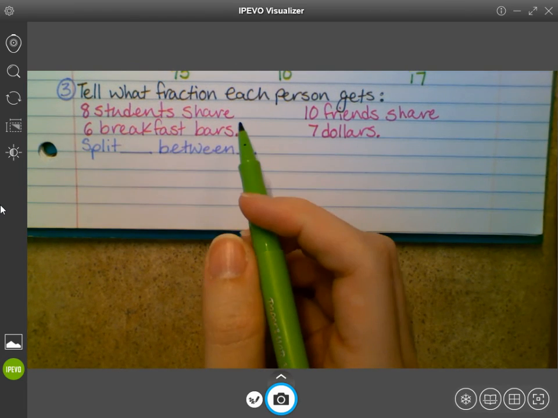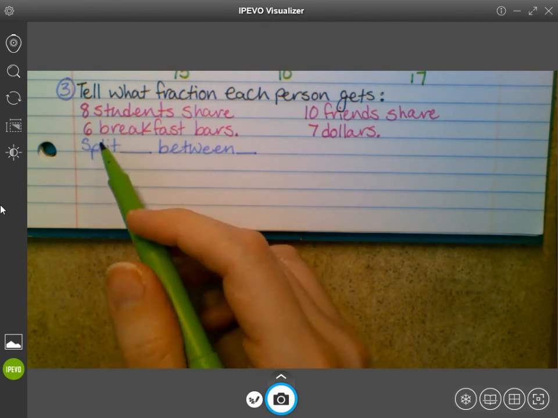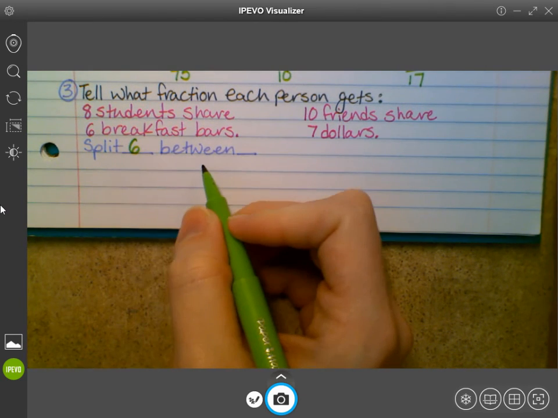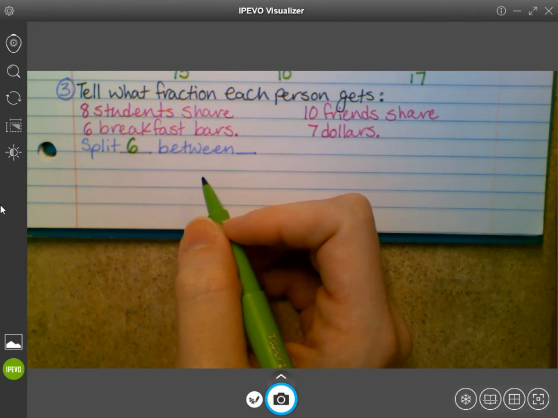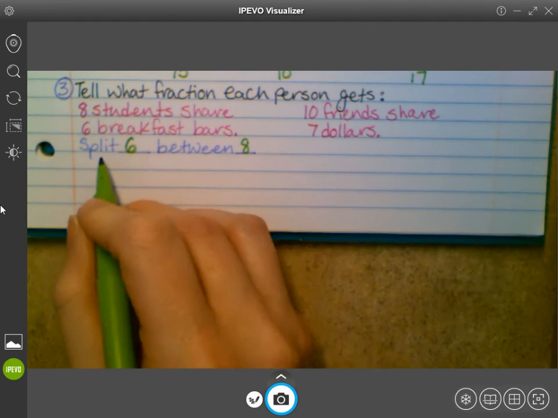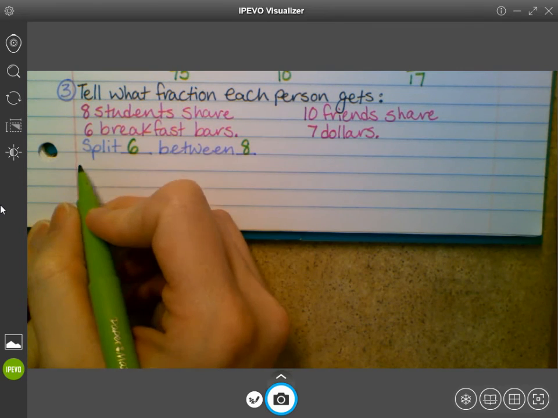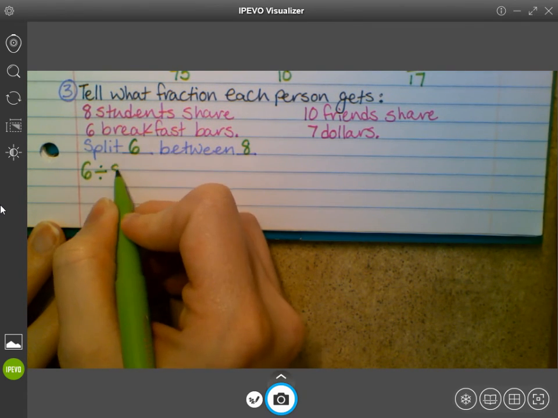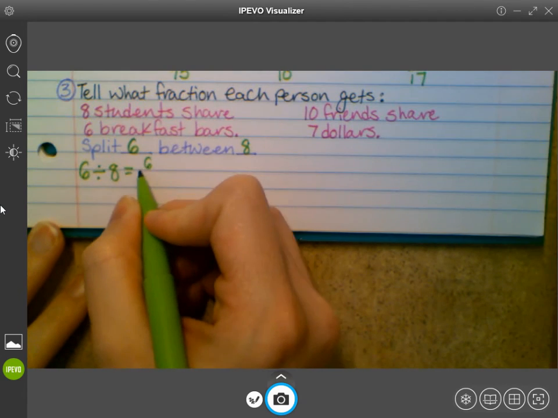What are we splitting up in the first one, Addie? Breakfast bars, and it tells us there are 6. So we're splitting up 6 breakfast bars, and who are we splitting it between? Who are we splitting it between, Will? 8 students. So splitting 6 between 8. So my division problem right away is 6 divided by 8. So that means as a fraction, it would be 6/8.